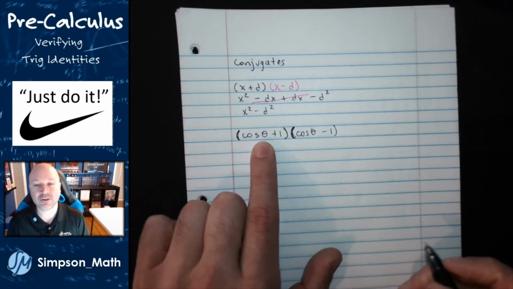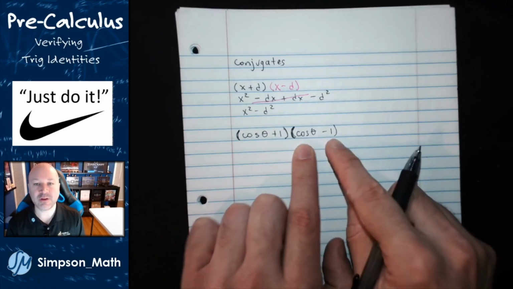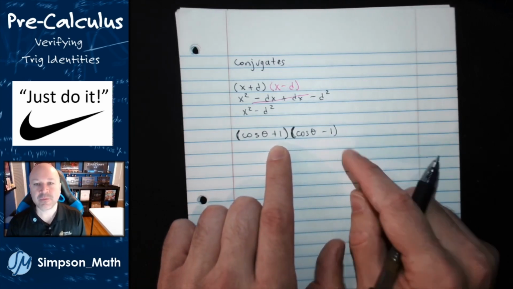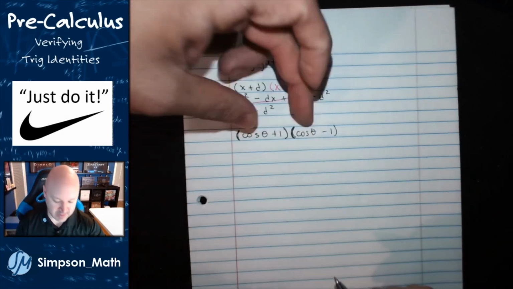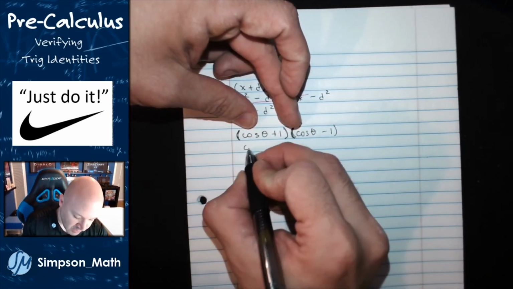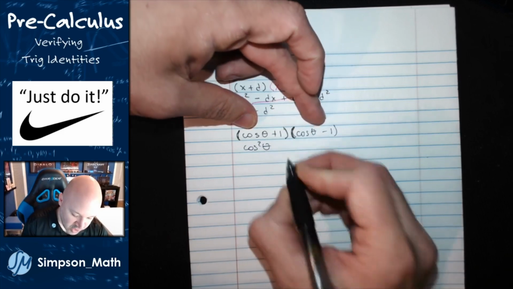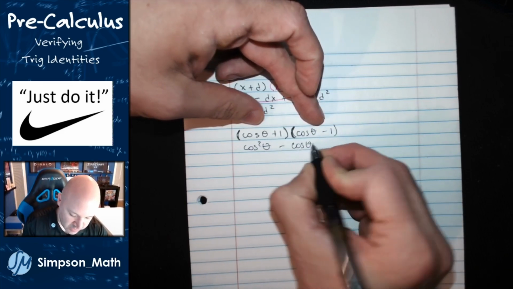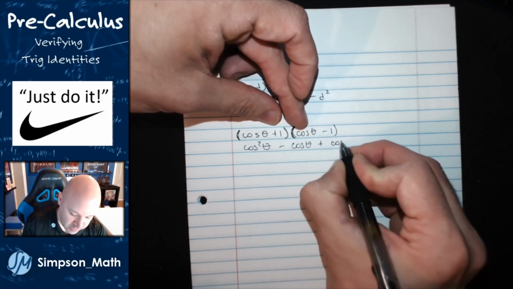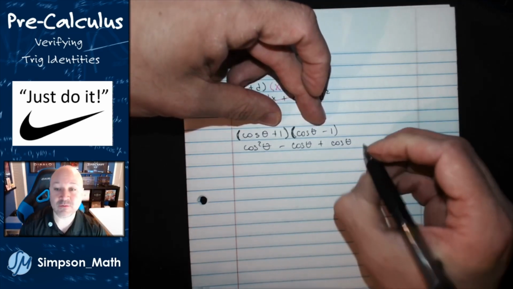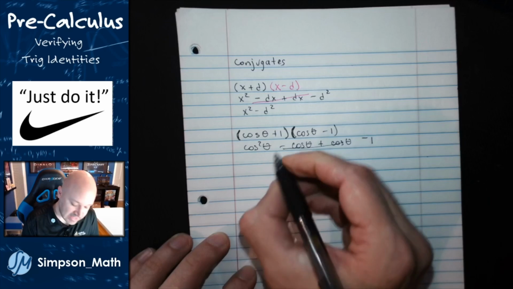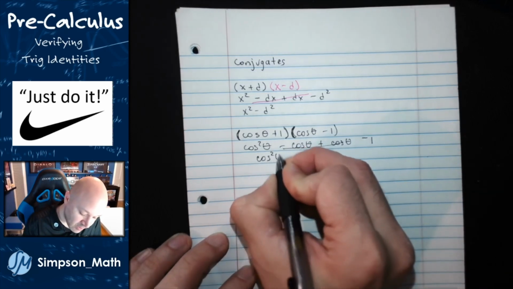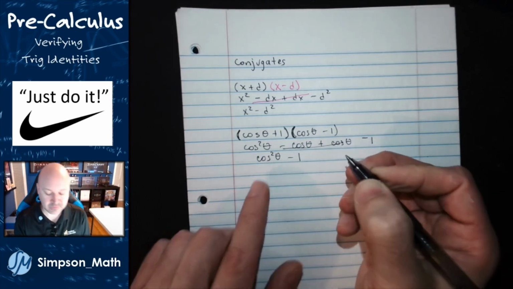Cosine theta plus 1 has a conjugate. Same thing, cosine and 1, but instead of adding, subtracting. And when we multiply, I think those two middle terms are going to cancel each other out, but let's play with that. Cosine times cosine is cosine squared. You have a -1 cosine and a +1 cosine. And 1 times -1 is -1. Yep, these two middle terms cancel each other out, leaving me with cosine squared theta minus 1.